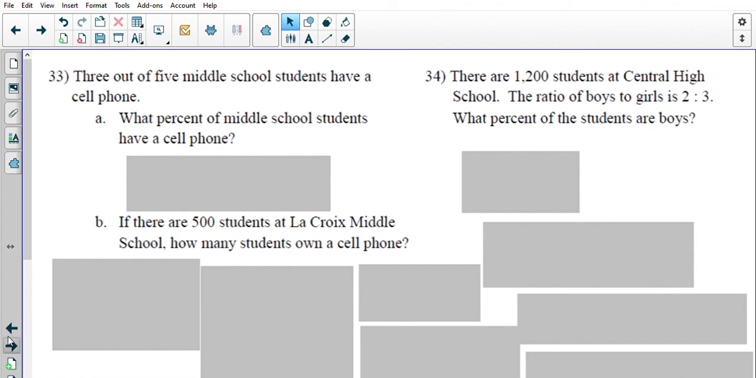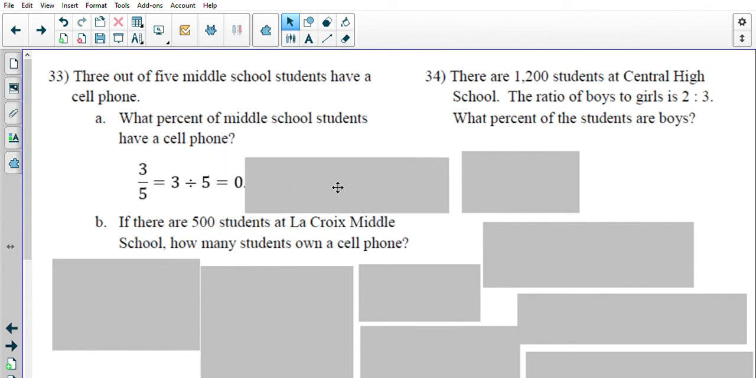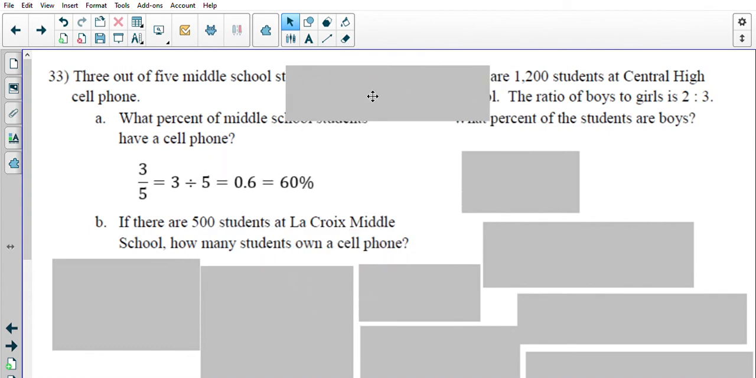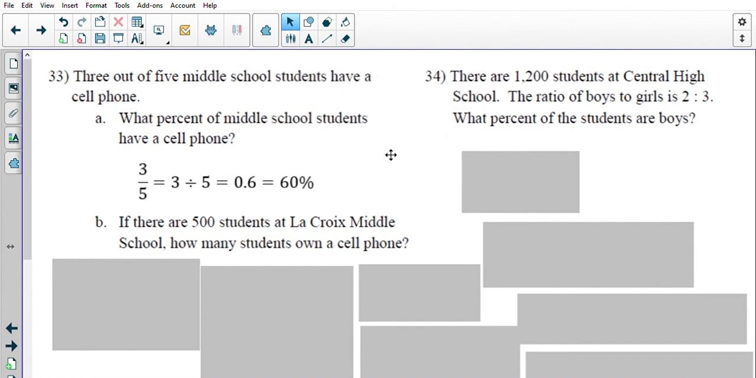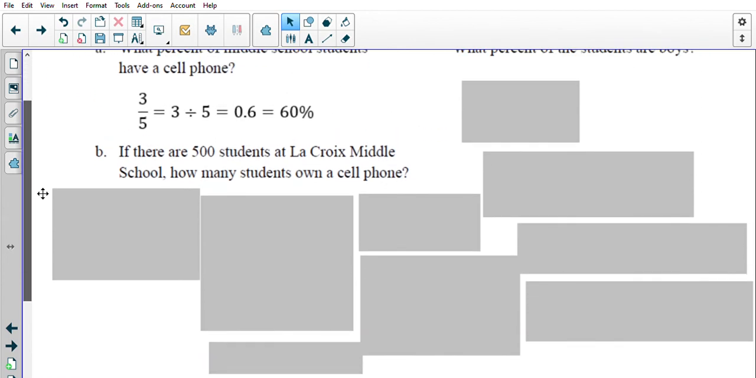So number 33, it says, what percent of middle school students have a cell phone? Well, if it's 3 out of 5, let's write that as a percent. So here's what I did. 3 out of 5 is 3 divided by 5, or 0.6, which is, of course, 60%. So if there are 500 students at LaCroix Middle School, how many students own a cell phone?